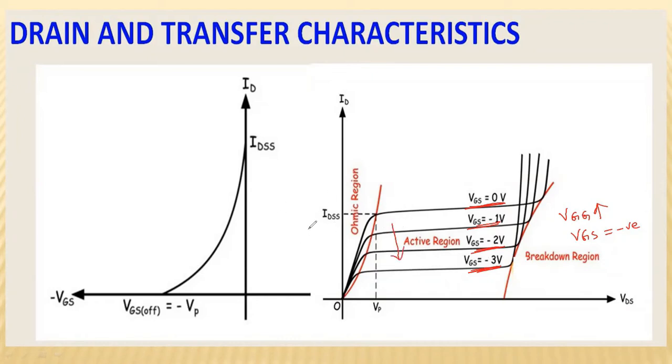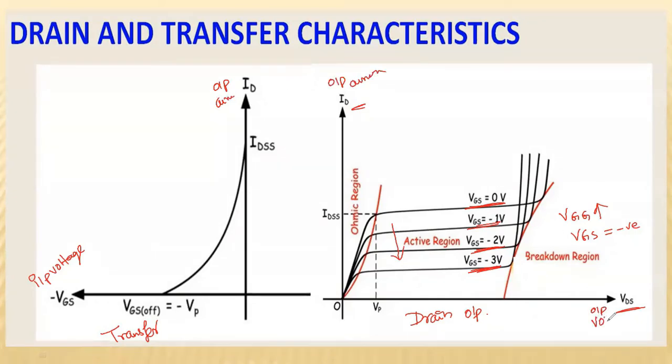Now the transfer characteristics. These are the drain characteristics, or output characteristics, drawn between output voltage VDS and ID for the JFET. The transfer characteristics are drawn between input voltage, that is VGS, and output current, that is drain current. So here it is output current and output voltage, whereas there it is input voltage on the x-axis and output current on the y-axis. These are transfer characteristics, and these are drain characteristics.